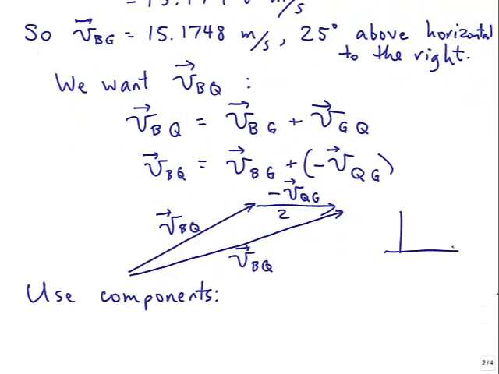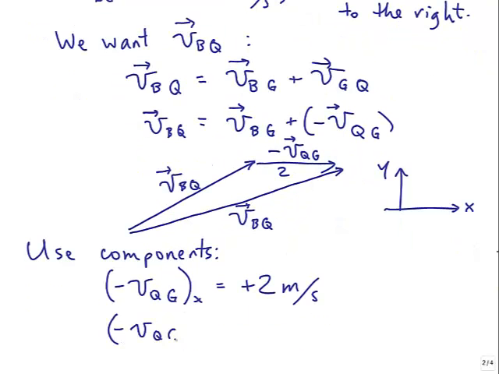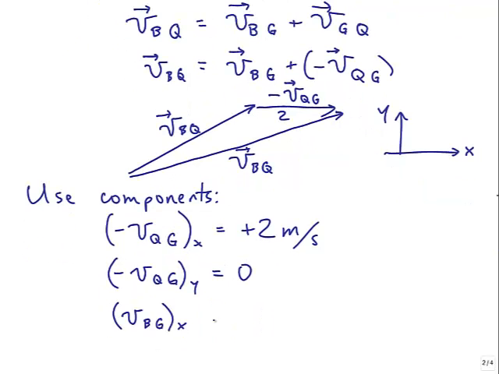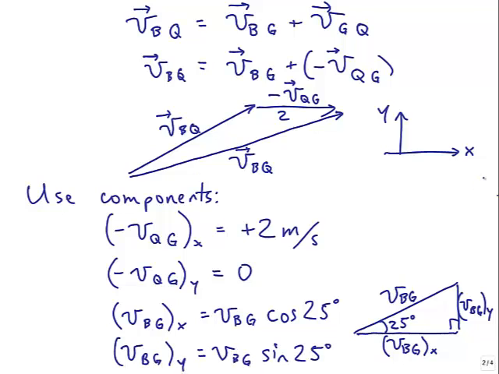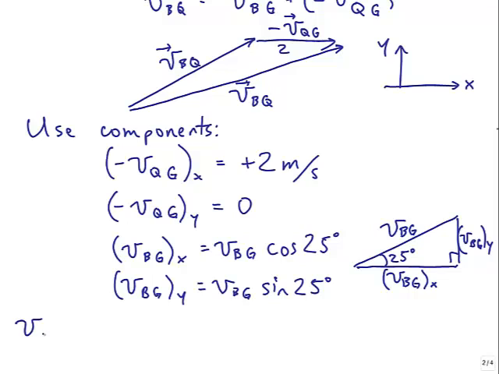So we'll just use components. We'll set up y as vertical, x is towards the right. So the negative of the velocity of the quarterback relative to the ground is plus 2 meters per second in the x direction, and in the y direction it's 0. As for the ball relative to the ground, we'll have to actually draw that out. There's your 25 degrees. We've solved for the magnitude, it was 15.17. So it's vBG cos 25 is the x component, and vBG sine 25 is the y component. So the velocity of the ball relative to the quarterback in the x is vBG cos 25 plus 2.